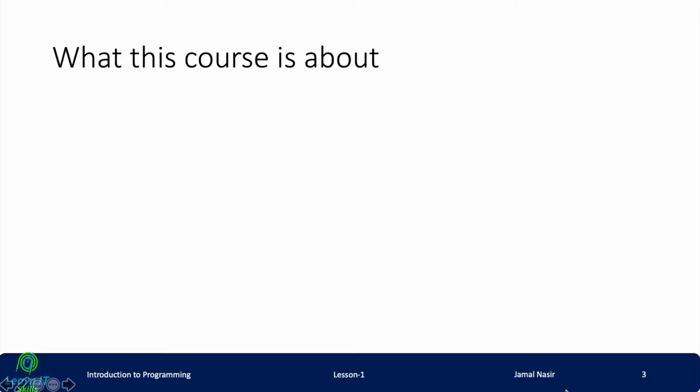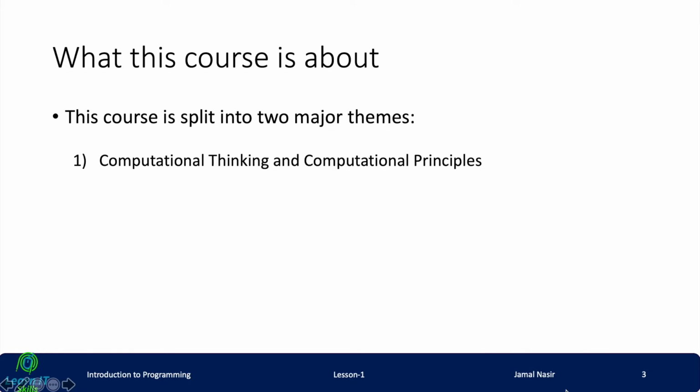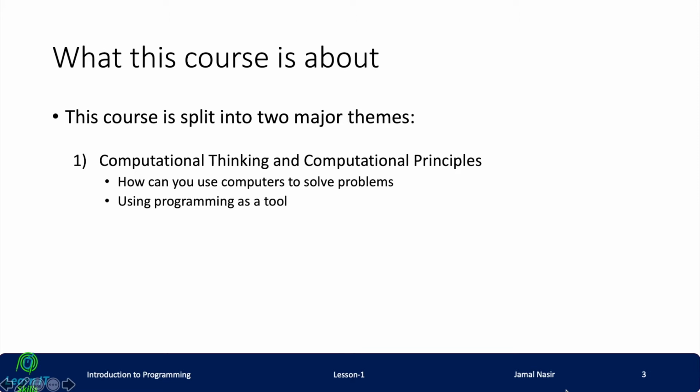So what is this course about? This course is split into two major themes. First one is computational thinking and computational principles: how can you use computers to solve problems? So this is computational thinking. Obviously, for solving problems, we would be using some programming, and we would be using this programming as a tool. And this tool would be Java. So in this course, we would be learning from basic to advanced concepts of Java.